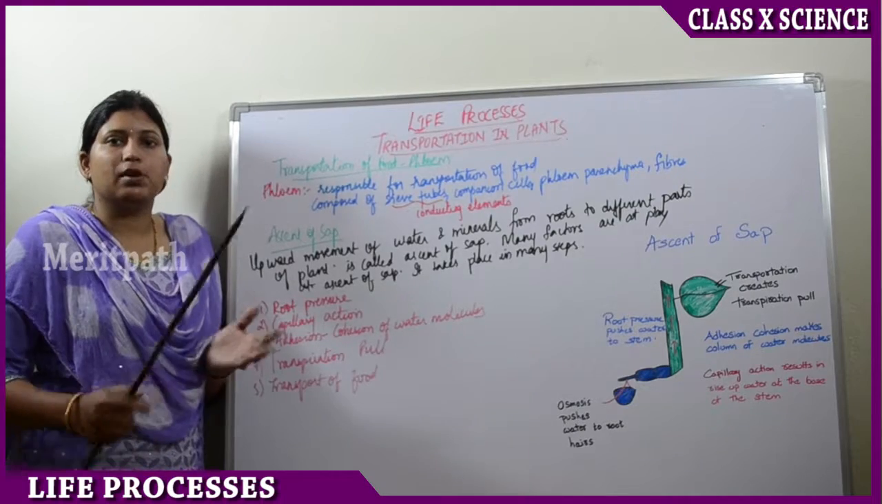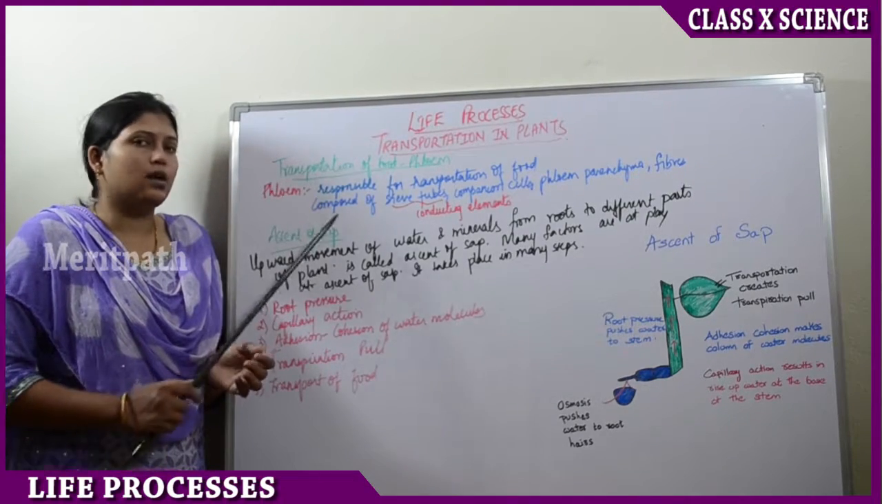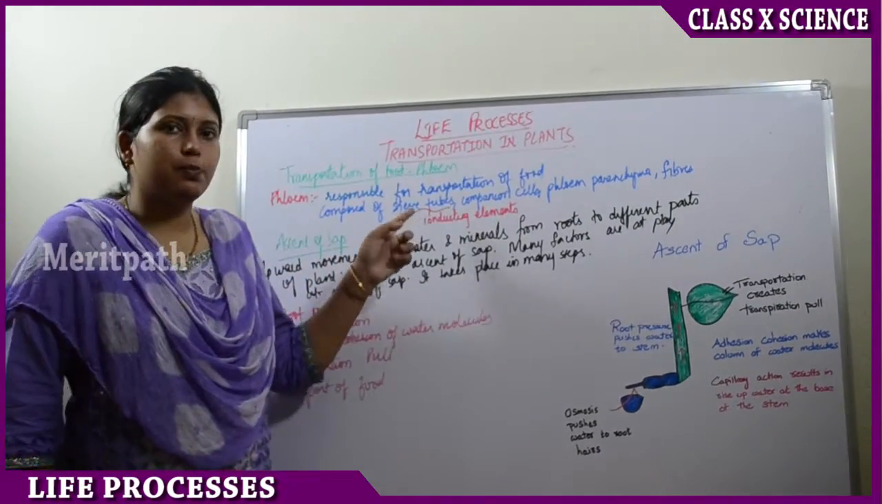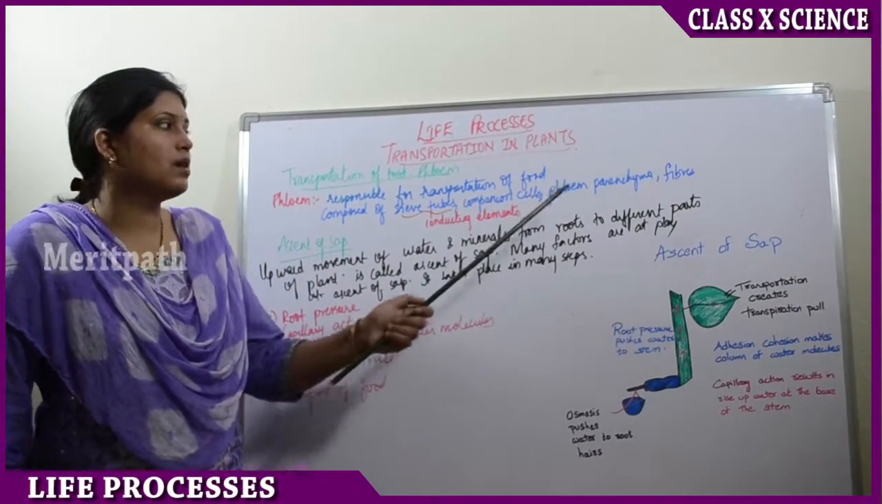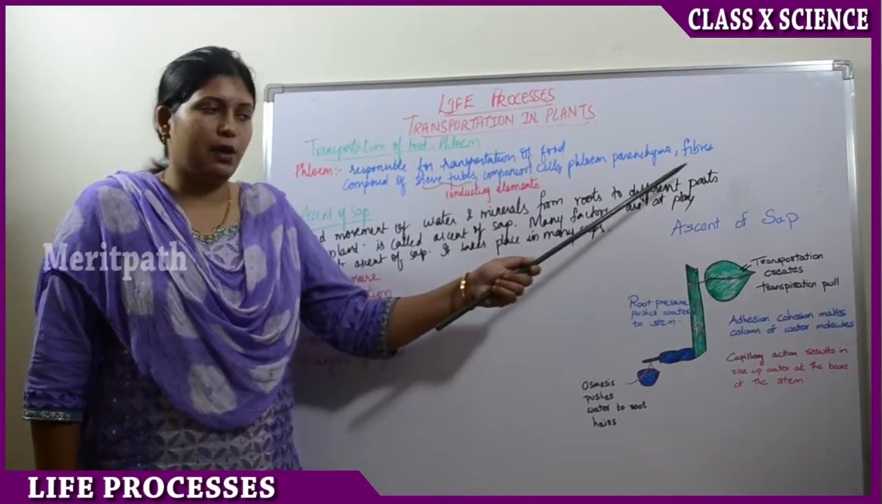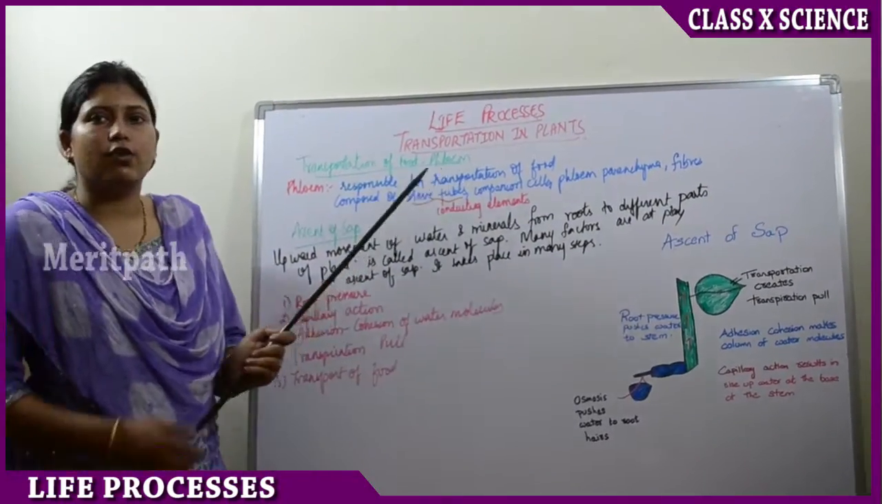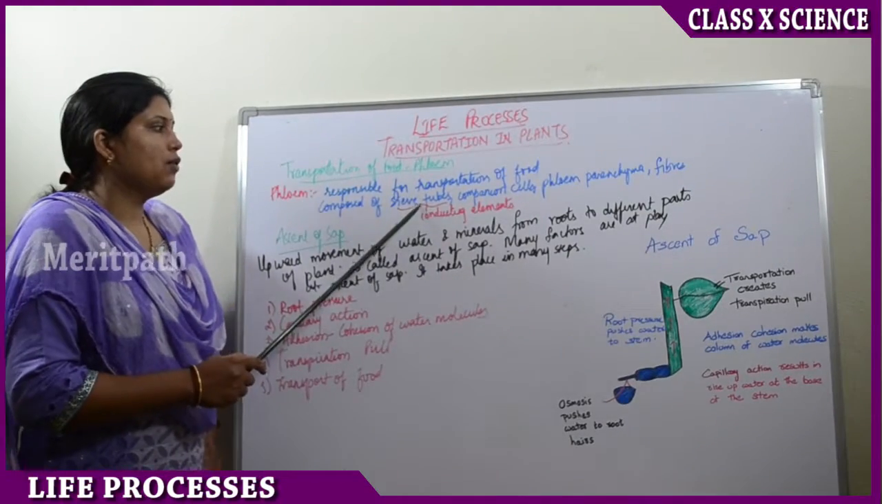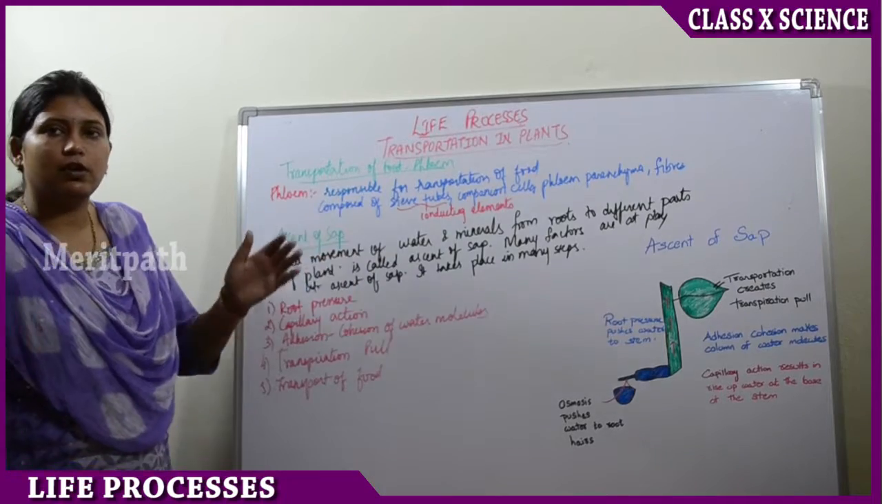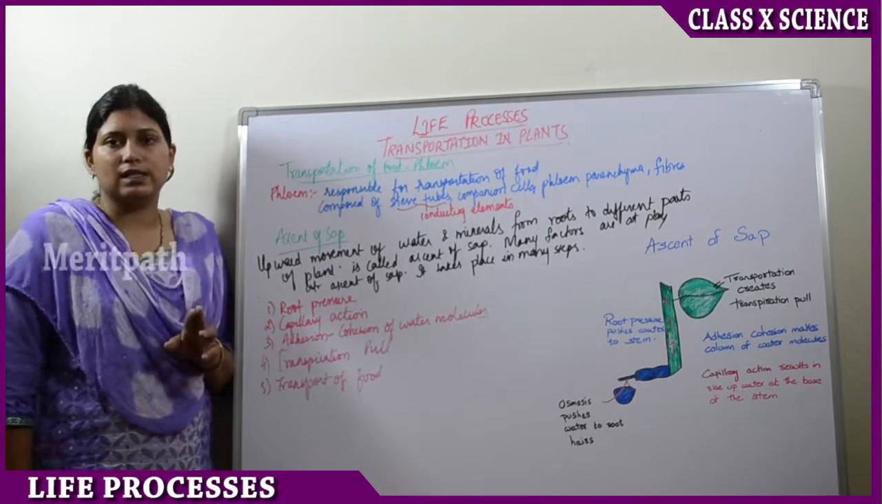for transportation of food. It is composed of 4 types of cells. Those cells are sieve tubes, companion cells, phloem parenchyma, as well as fibers, bast fibers. So out of these 4 types of cells, sieve tubes are known as the conducting elements. They are responsible for transportation of food 2 ways.